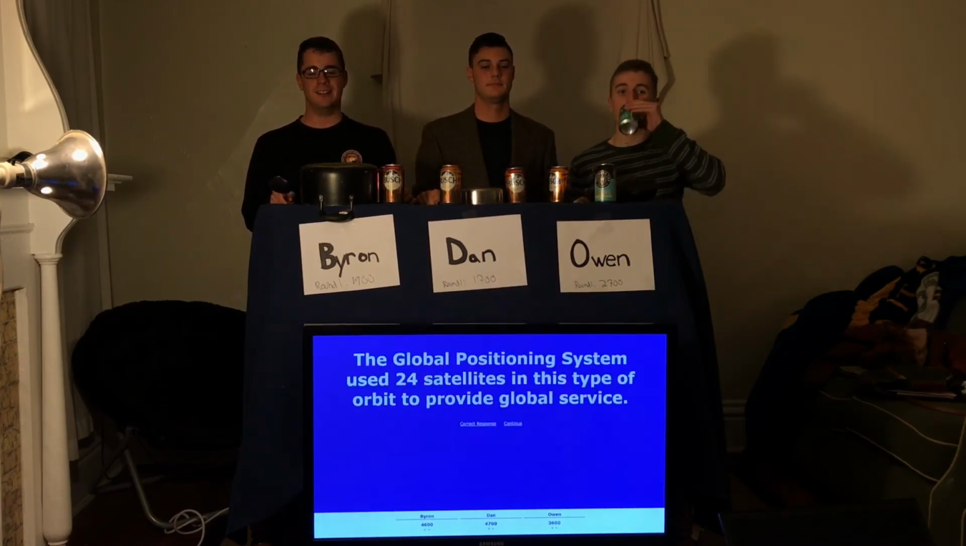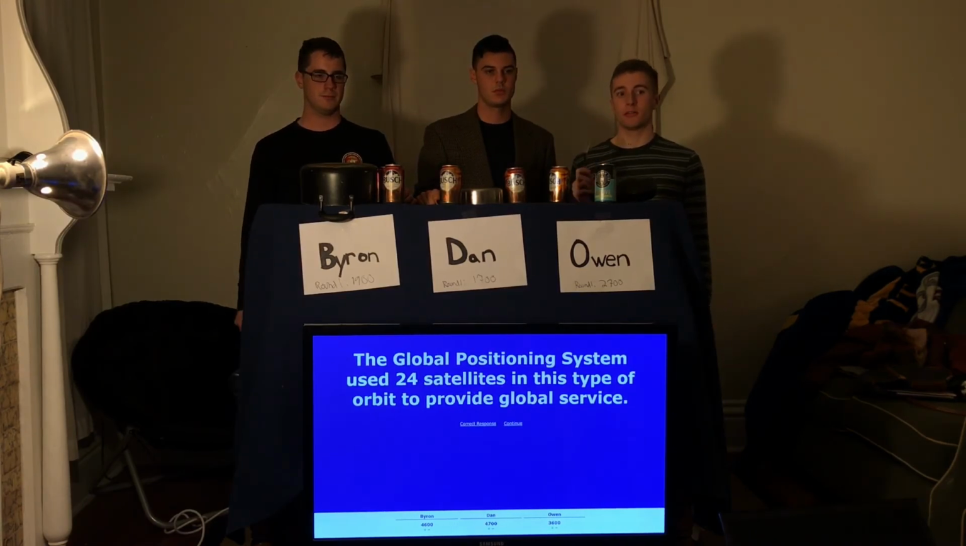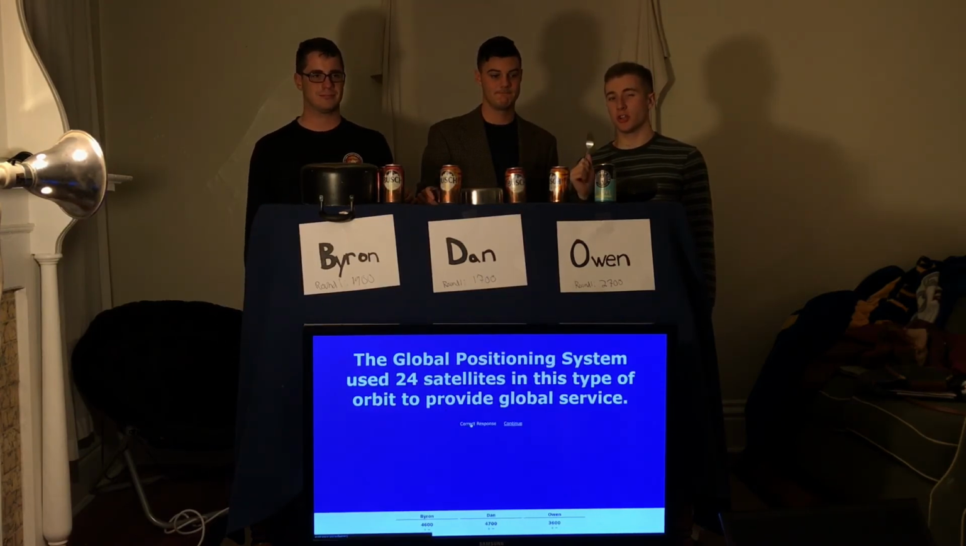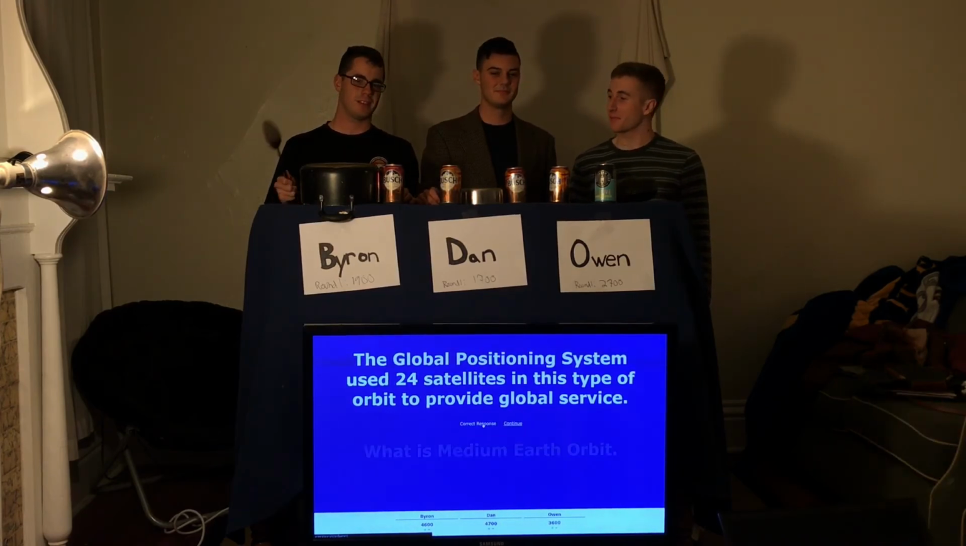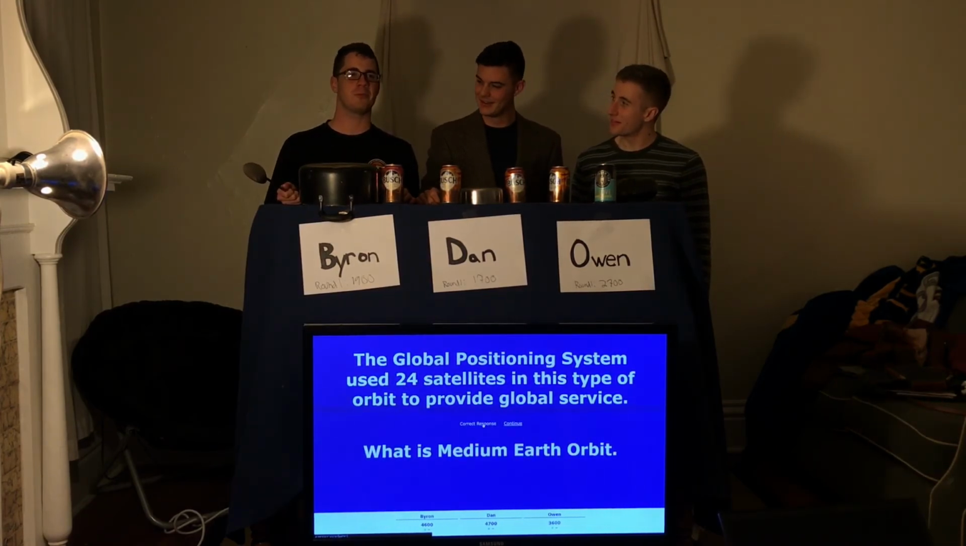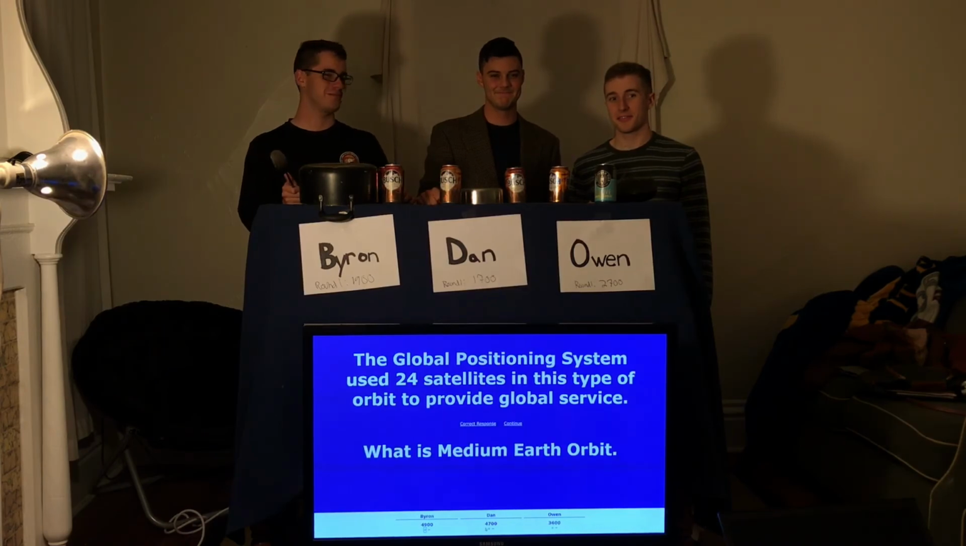Alright, you got it. The global positioning system uses 24 satellites in this type of orbit to provide global service. What is geosynchronous? Do you both agree with that? I disagree strongly. Dan, what are your thoughts? I go medium Earth orbit. Alright, since you were all in agreement, you all get 300 points. The answer is, what is medium Earth orbit?